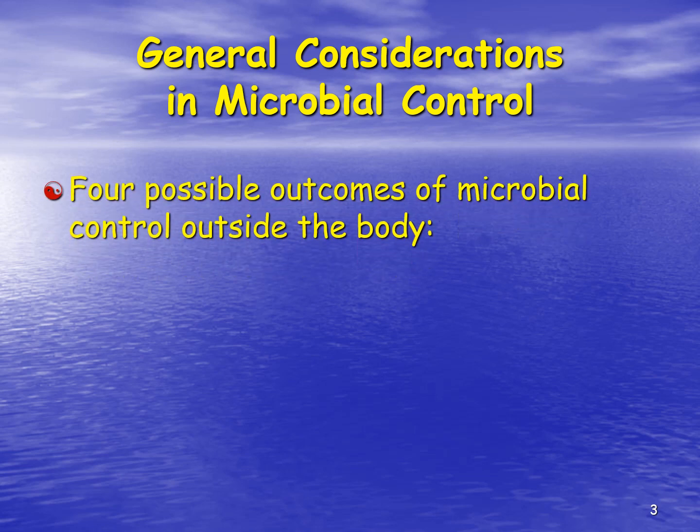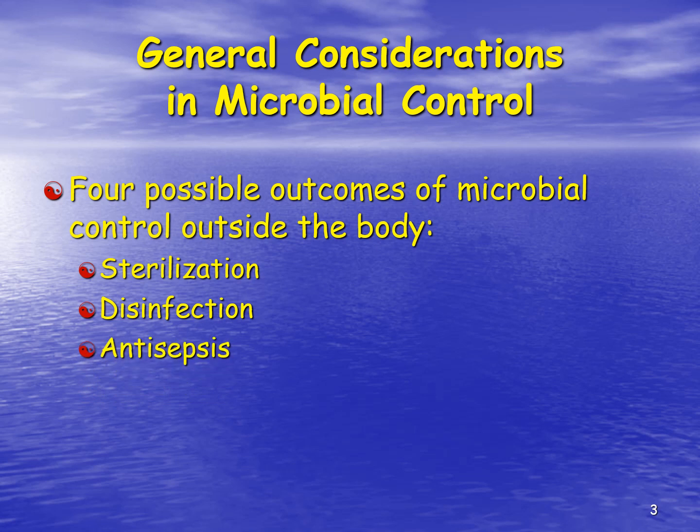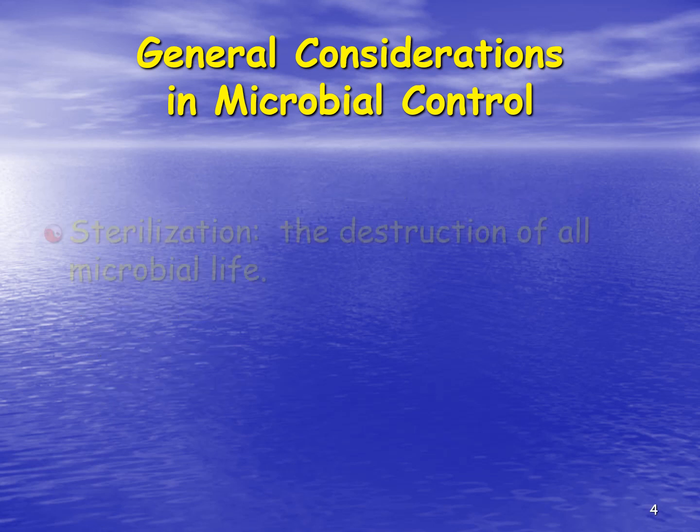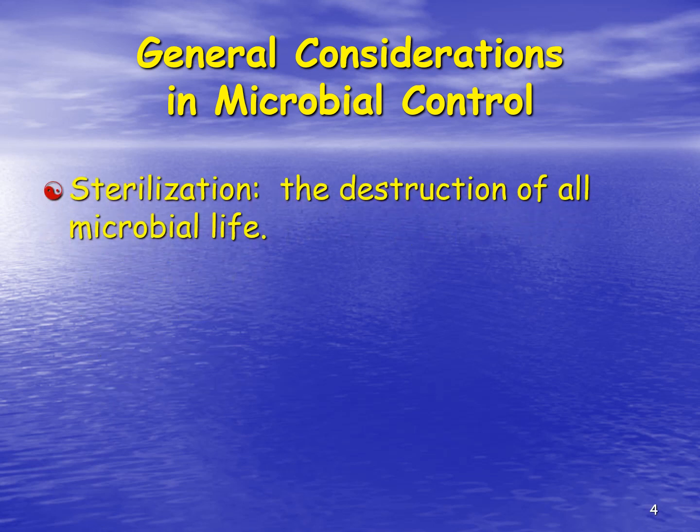So 4 possible outcomes of microbial control outside of the body. We can see sterilization, disinfection, antisepsis, and decontamination, and I'll explain the difference between these. Sterilization is the destruction of all microbial life, and really we should say the destruction of all potential pathogenic microbial life.